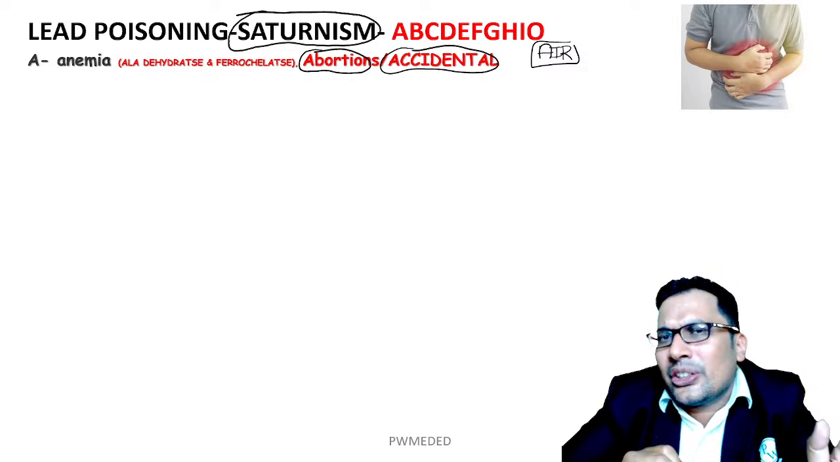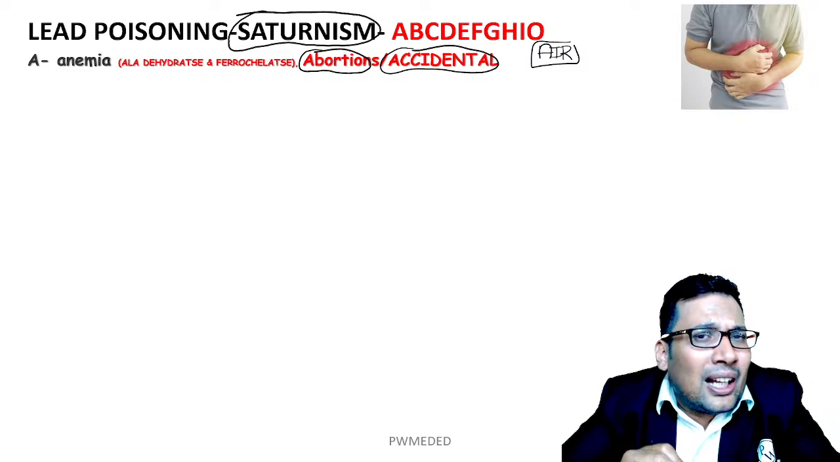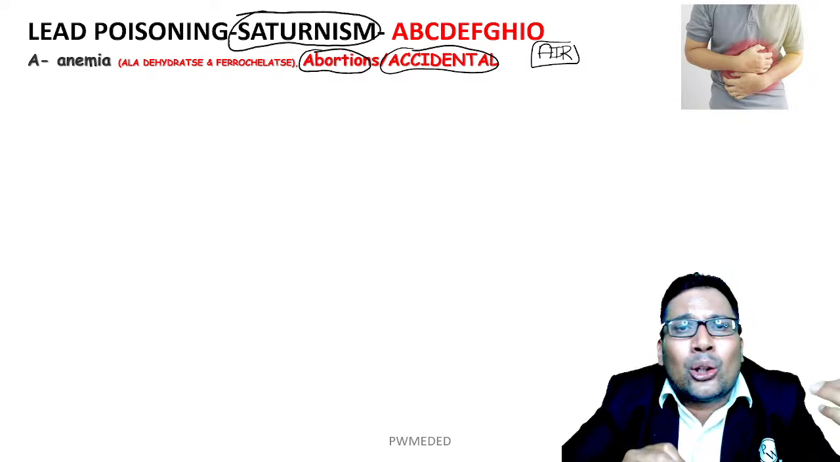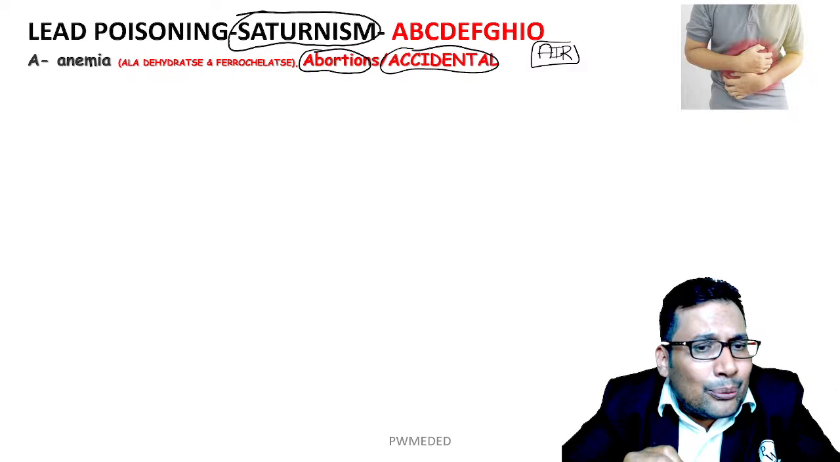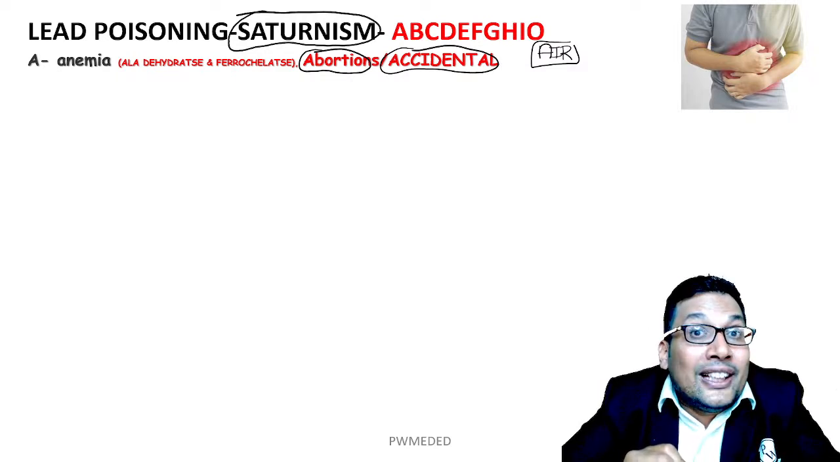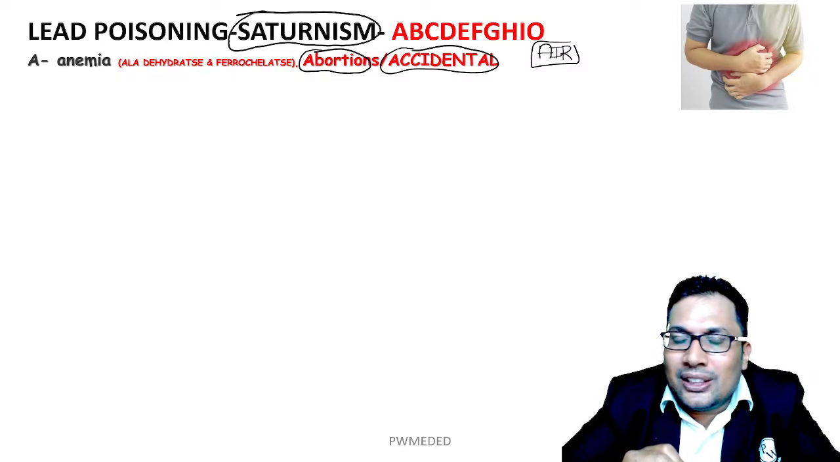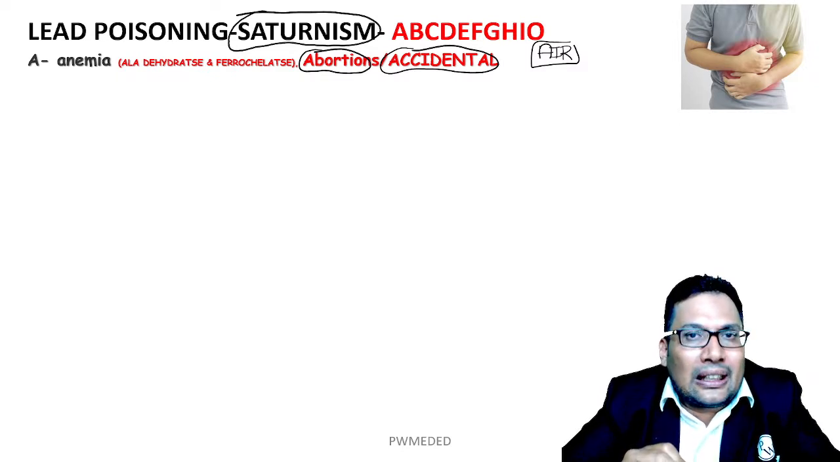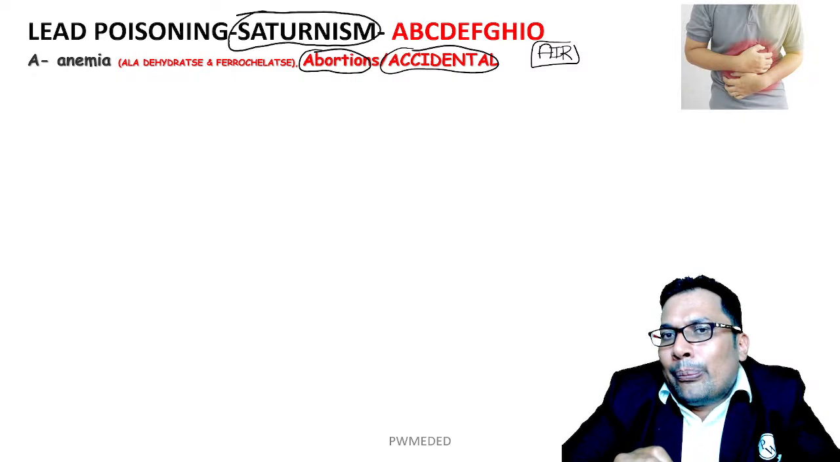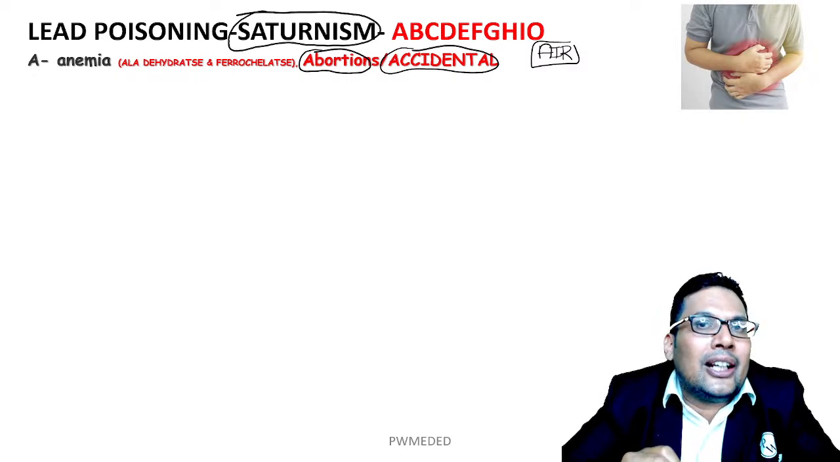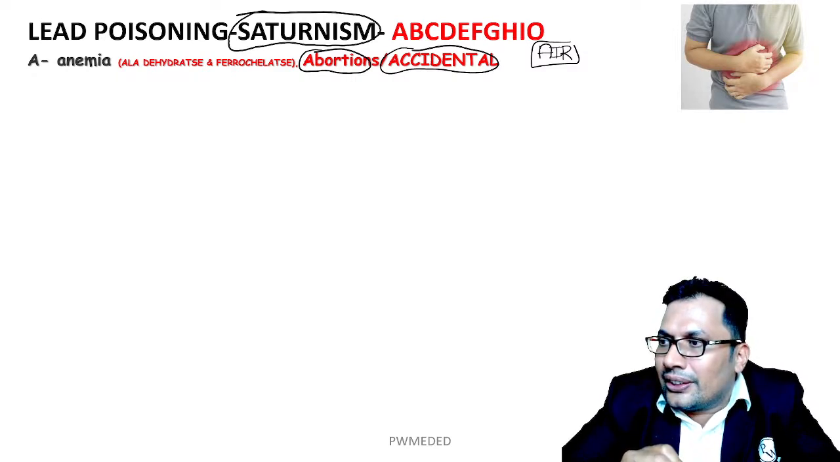Anemia: it causes anemia like iron deficiency anemia, because of inhibition of two important enzymes. It can lead to abortions, especially lead oleate. This can be asked in the exam: which is the lead compound used in abortion? Lead oleate is the correct answer.